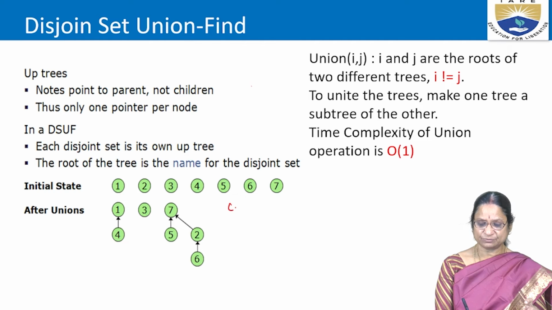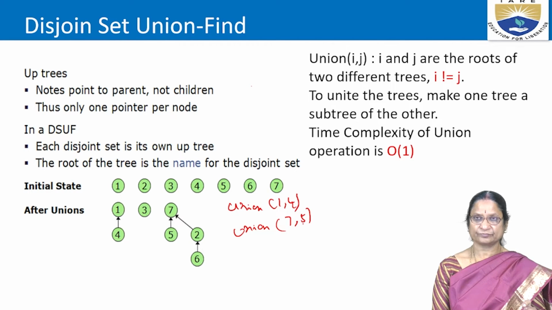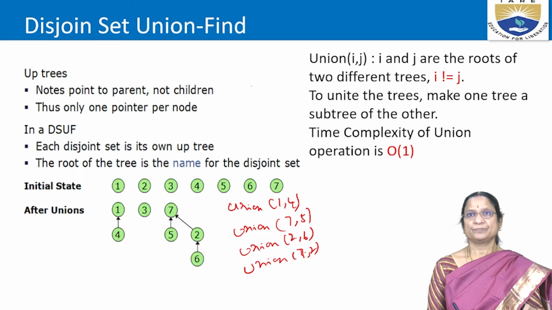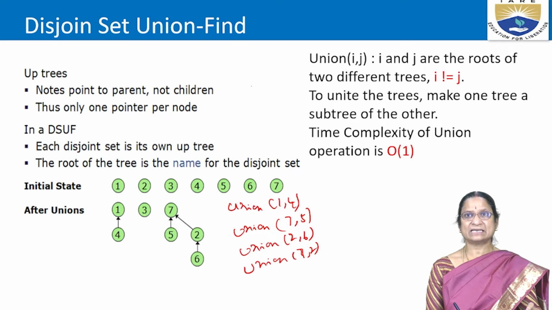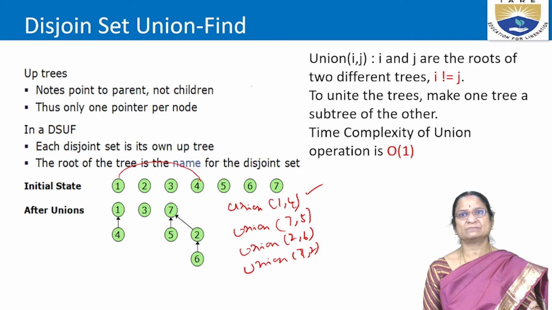For example, let us assume that the first one is union of 1, 4. Second one is union of 7, 5. Third one is union of 2, 6. Then I will perform union of 7, 2. Various unions I can perform. For example, first union of 1, 4. 1, 4 means the tree 1 and the tree 4 must be unioned.